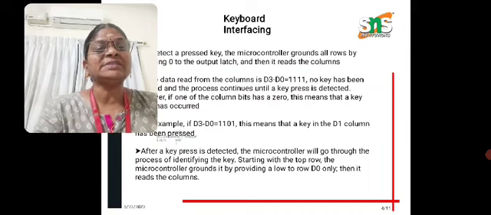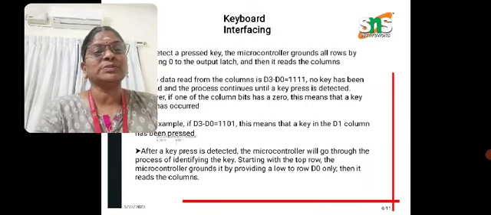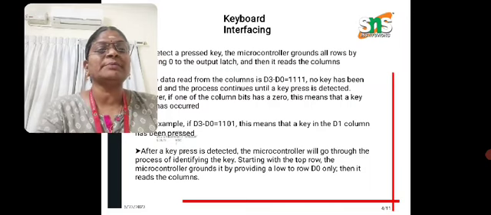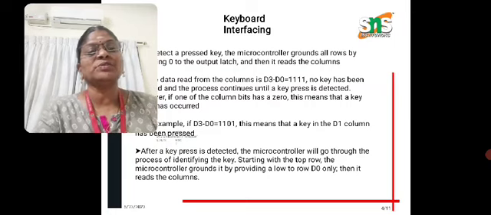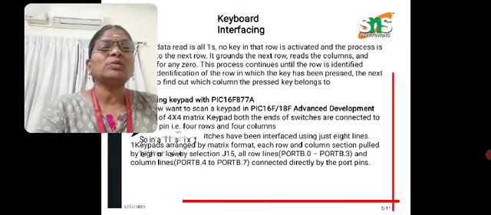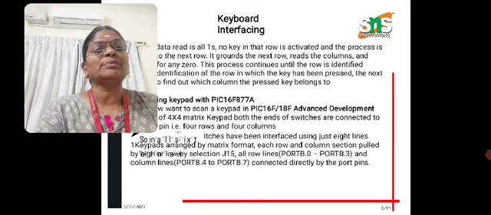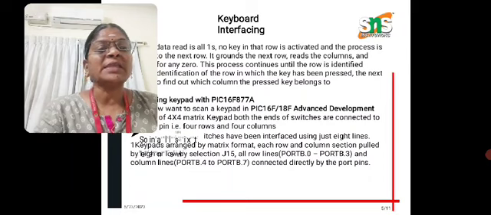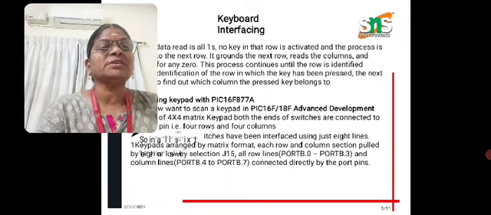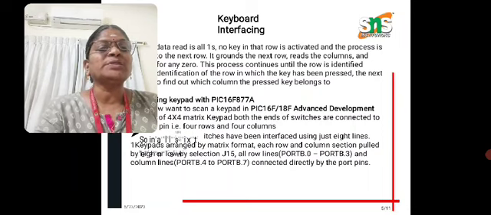After a key press is detected, the microcontroller goes through the process of identifying the key. Starting with the top row, the microcontroller grounds it by providing a low to row D0 only. Then it reads the columns. We know very well 1 means high and 0 means low, right? While the data read is all ones, no key in that row is activated and the process moves to the next row. It grounds the next row and reads the columns, checking for any 0 when we press a key. This process continues until the row is identified, that is which input is to be worked on and which can be displayed.